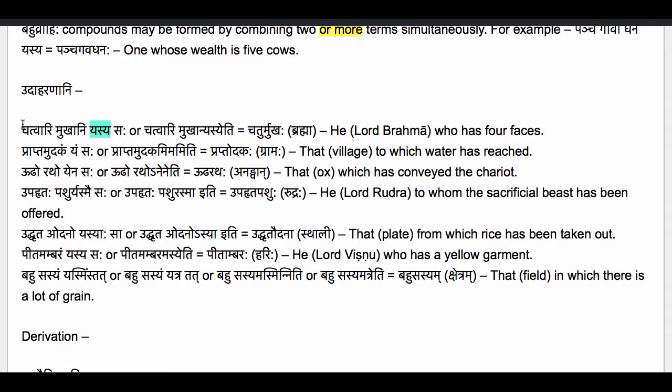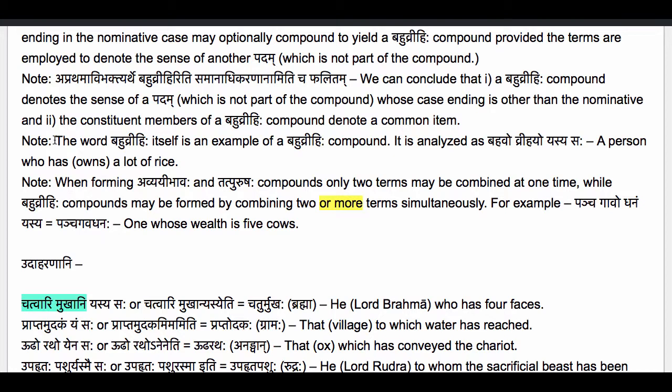Okay, before taking more examples, let's look at the next note here. It says that the word Bahuvrihi itself is an example of a Bahuvrihi compound. It is analyzed as Bahavo Vrihayo Yasya Saha, a person who owns a lot of rice. The rich man. So just as Tatpurushaha itself is a Tatpurushaha compound, similarly Bahuvrihi itself is a Bahuvrihi compound.